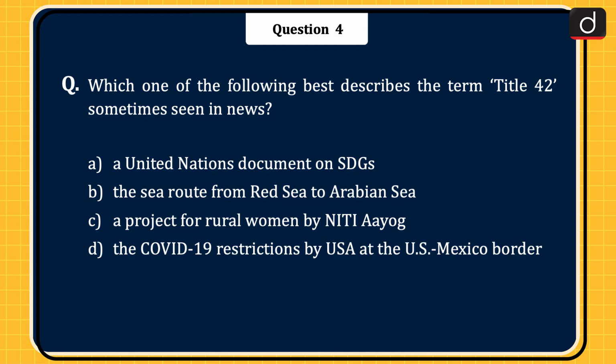Next question is, which one of the following best describes the term Title 42 sometimes seen in the news? A United Nations document on SDGs, the sea route from Red Sea to Arabian Sea, a project for rural women by NITI Aayog, or the COVID-19 restrictions by USA at the US-Mexico border. The correct answer is option D, the COVID-19 restrictions by USA at the US-Mexico border.